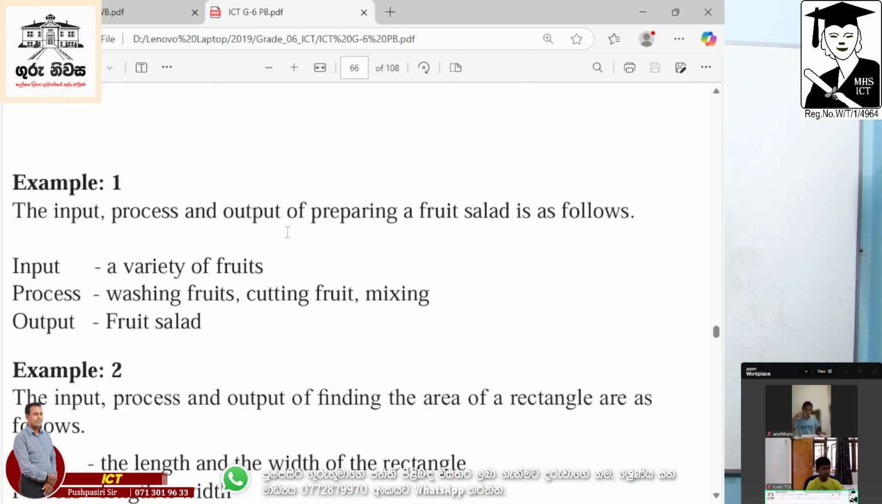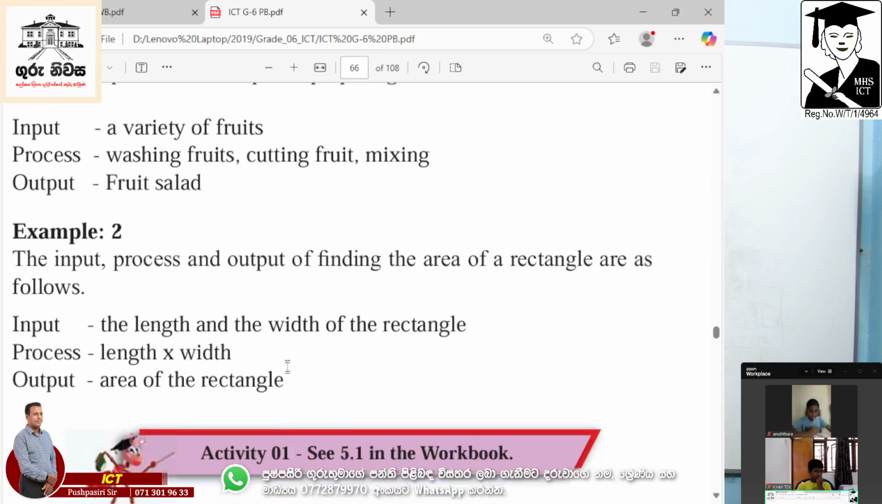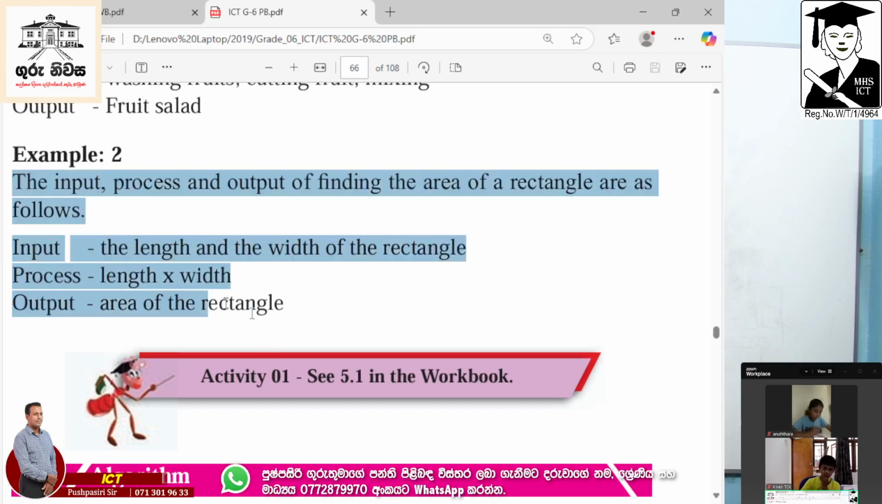Now look here, there are some problems, right? For that problem, there is some analyzing going on. First problem, the input, process, and output of preparing a salad. Second example, the input, process, output of finding the area of a rectangle as following. අපිට ඒක ලියා ගන්න පුළුවන් උදාහරණයක්.